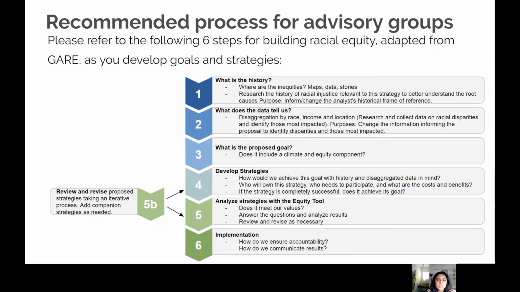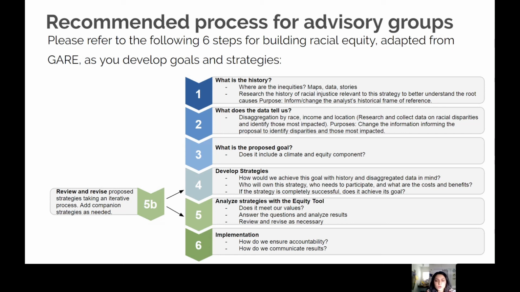Here we have the recommended process for the advisory groups as they're developing the goals and strategies. This is adopted from the Government Alliance on Race and Equity. So we're asking them to understand what the history is, what does the data tell us, looking at the proposed goal and strategies. As you see in step 5, they're applying the equity tool to understand, does it meet our values, answering the questions and analyzing the results, and to review and revise as necessary.